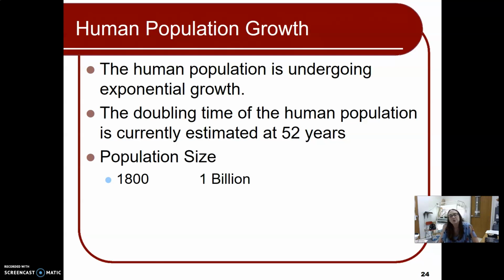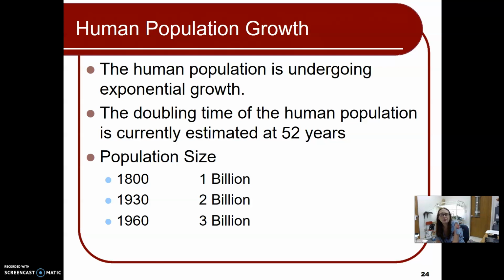In 1800, we estimate we had about 1 billion. By 1930, we had 2 billion. 1960, 3 billion. 2000, we had 6 billion. And that's the last bit of data I have from that.